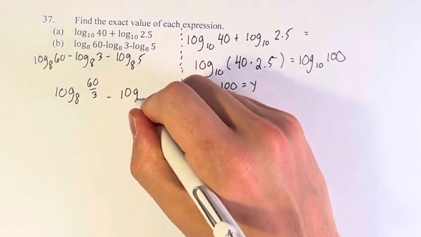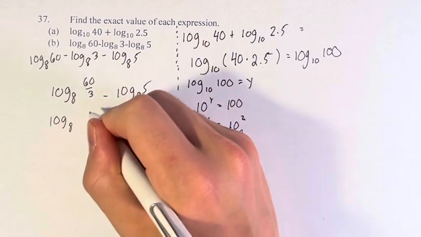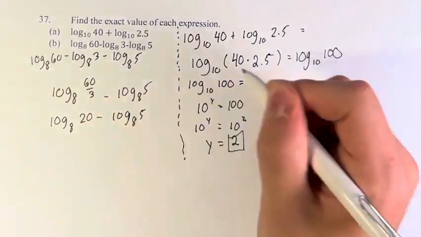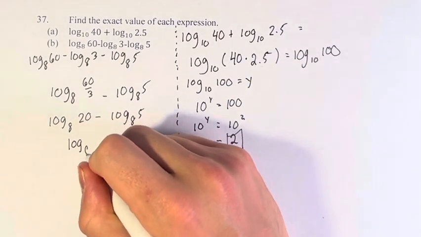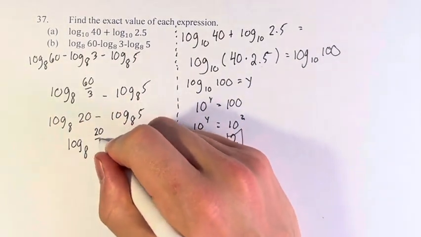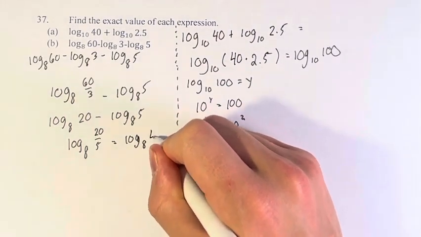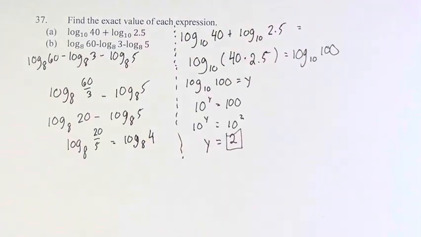minus log base 8 of 5. This is log base 8 of 20 minus log base 8 of 5. Again, we have subtraction, so this is log base 8 of 20 over 5, which is log base 8 of 4. Now we just have to solve this.